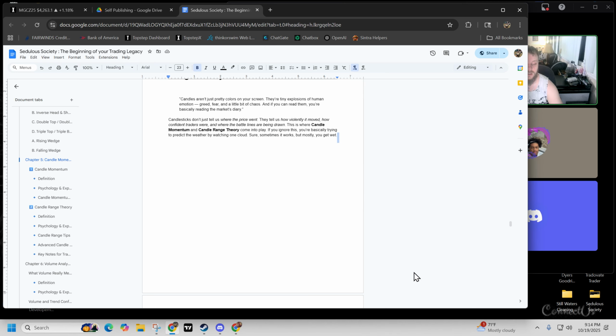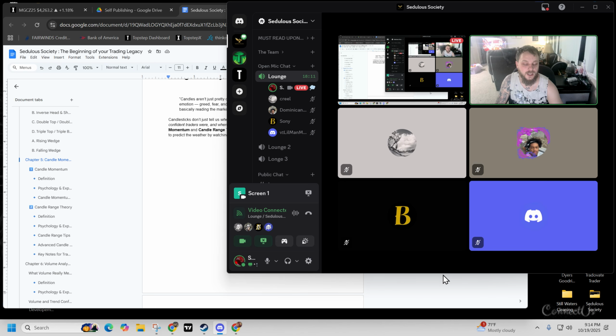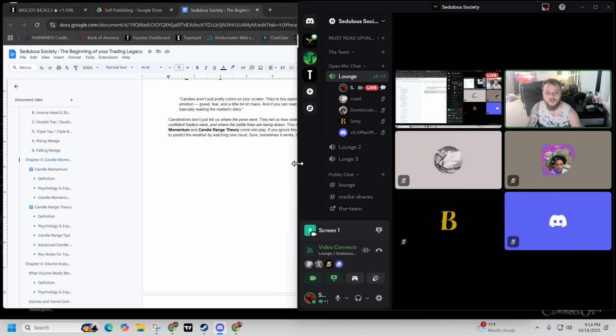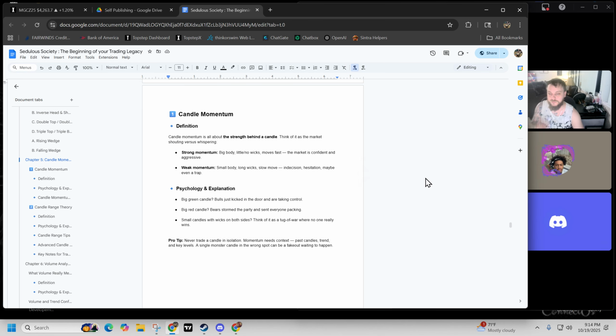Candlestick range theory is going to help us understand highs, lows, open, close, and how they can be taken out, how they can be swept, things like that. Candle momentum is all about the strength behind a candle. Think of it as the market shouting versus whispering.